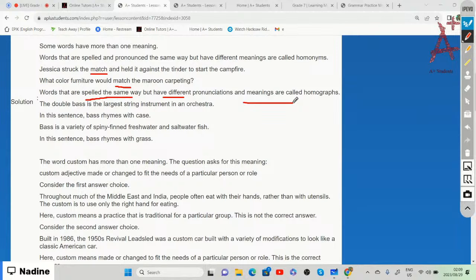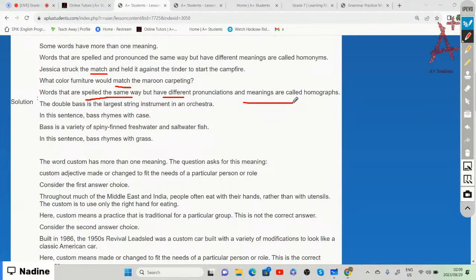So we have homonyms and we have homographs, right? Homonyms are words that are spelled the same, pronounced the same, but the meanings are different. And then we have homographs, where it is spelled the same but has different pronunciations and meanings, and we call those homographs, right?